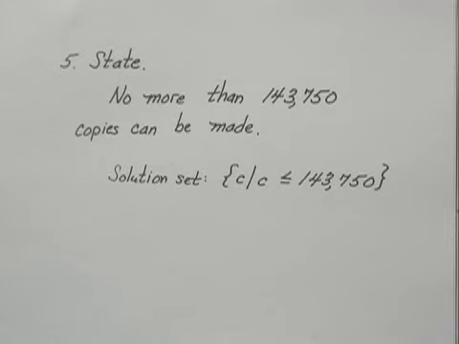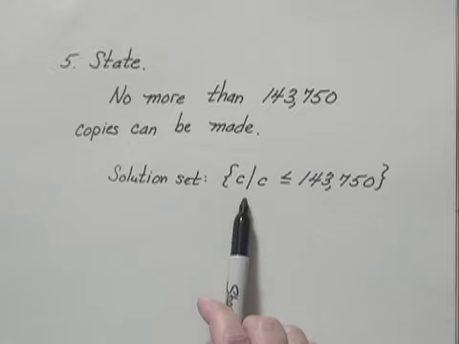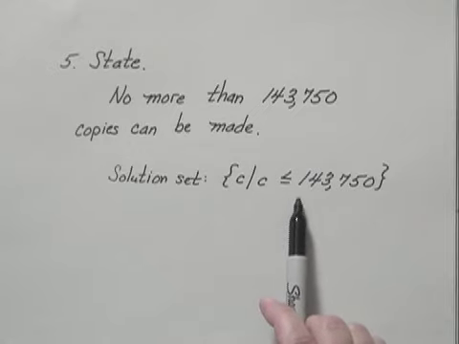If we wanted to write this in terms of a solution set, the solution set is the set of all C such that C is less than or equal to 143,750.